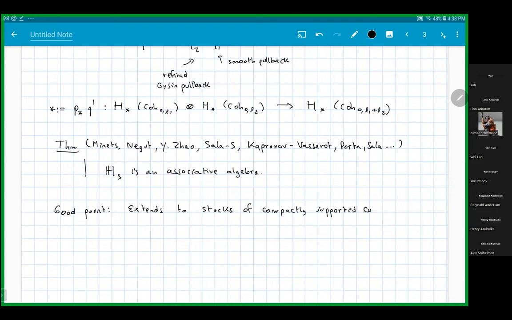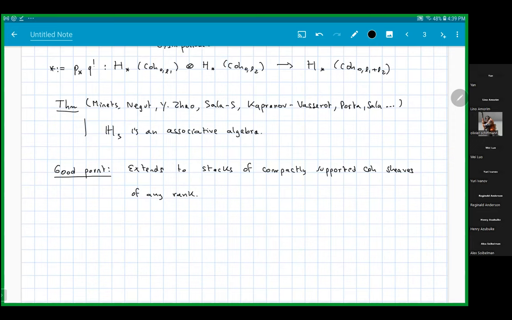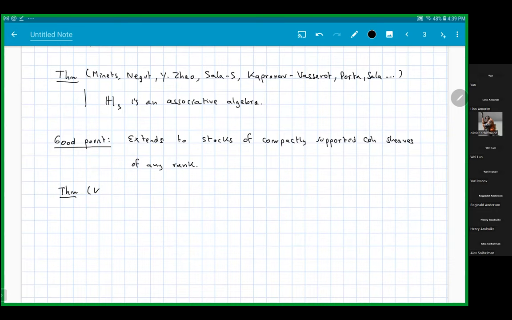Of any rank. And actually, I will come to this in just a minute. That's very important to be able to extend it for applications. Okay, so here's another theorem that Kapranov and Vasserot showed. It's about the graded dimension.